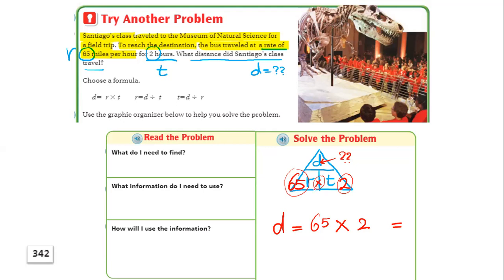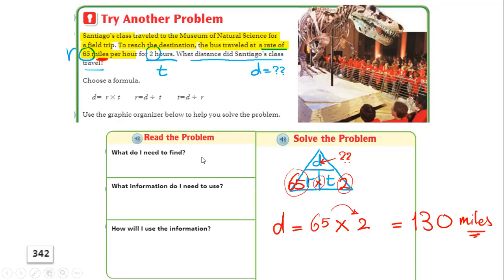If you want to find the distance, and you have the numbers of rate and time, and they are beside each other, you need to multiply them. The answer is easy: 65 multiplied by 2 is 130. 130 what? What is the unit here? Look, in the question he said miles. So the distance here is in miles, because he said 65 miles per hour. So I got the unit from the question.